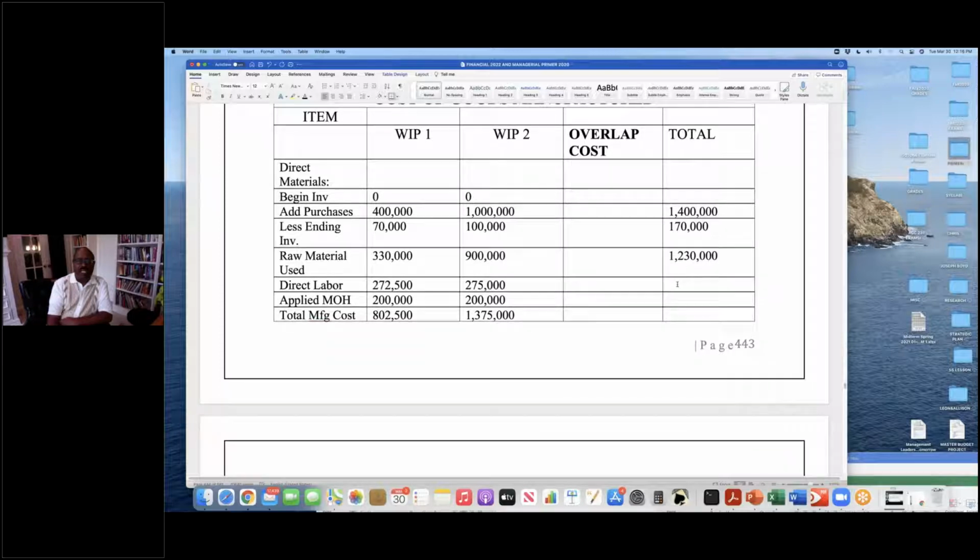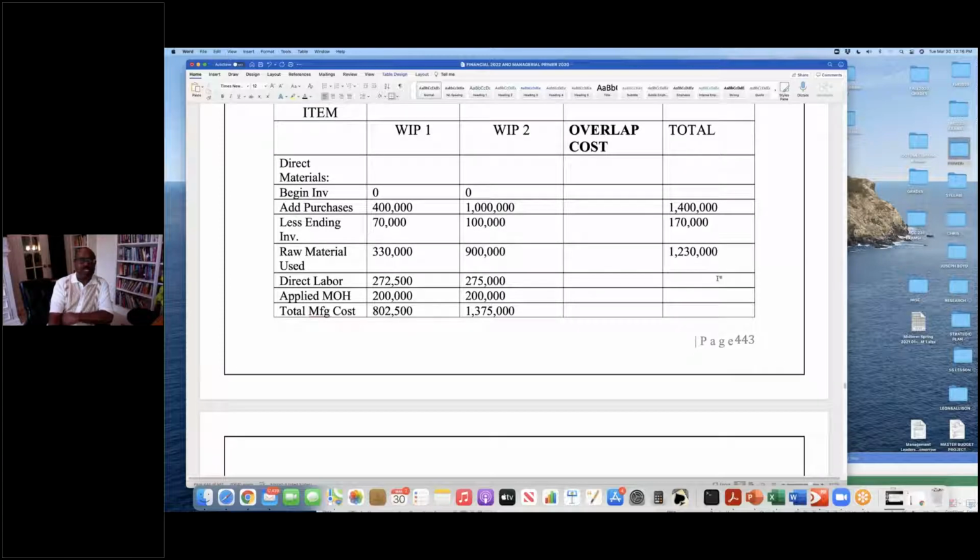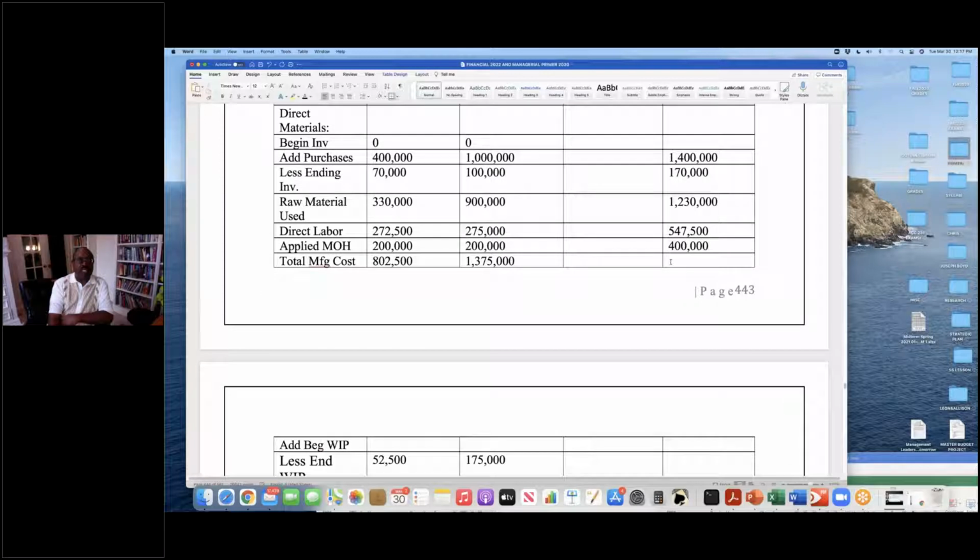Then the labor, if we add those, we're going to get what? 272.5 and 275 is how much? I need my Excel now. 547,500. Applied manufacturing, that was 400 each time. So our total manufacturing cost when we add it is 2,177,500.